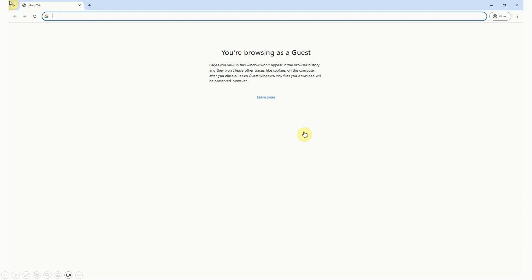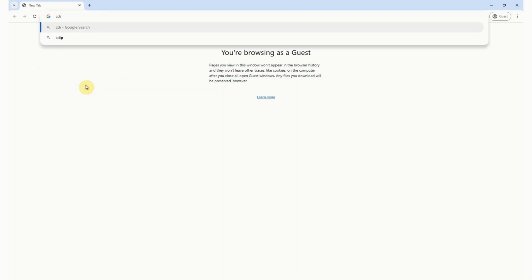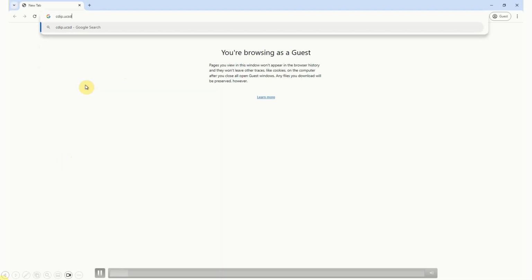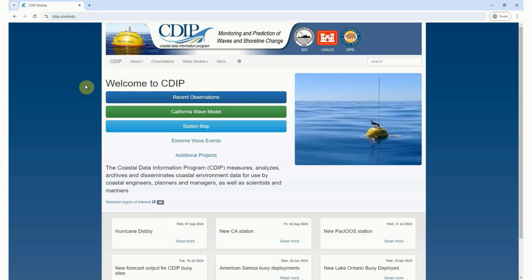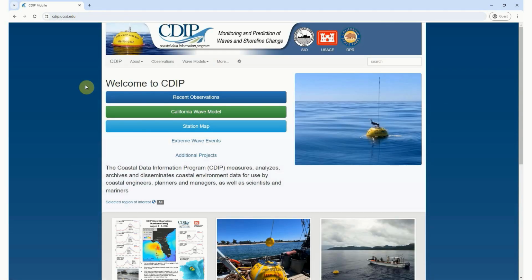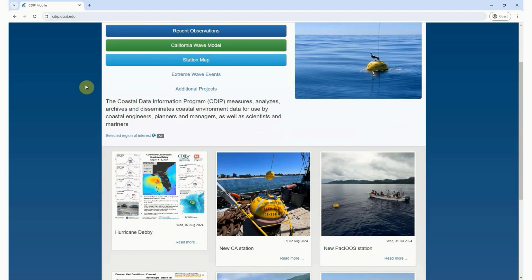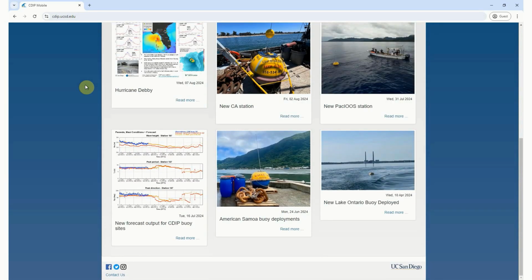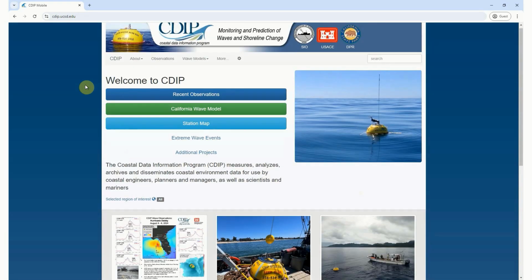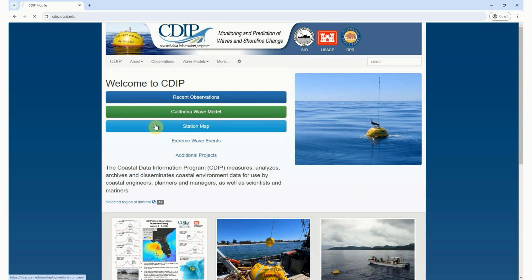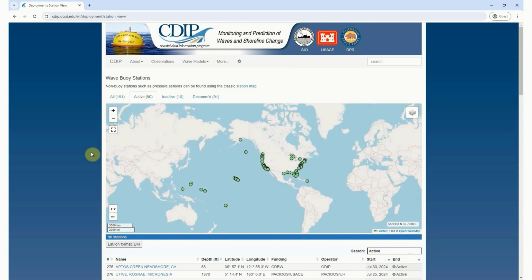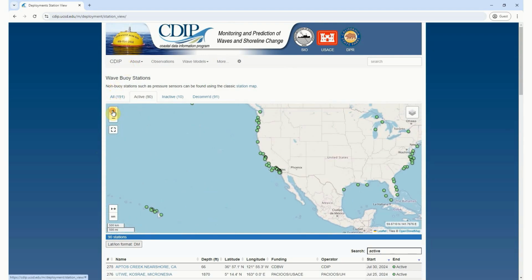This is where you can actually get the data from. So if you just go to cdip.ucsd.edu, that website there will take you to this. There's tons of information over here that you can look at, all sorts of different graphs from all of the different buoys in different systems that they operate. If you click on station map here, that will take you to a map of all of the stations that they operate. Most of them, of course, are along the coastal U.S., but you can see their stations throughout the Pacific as well.